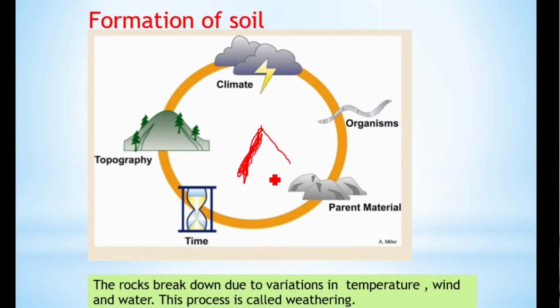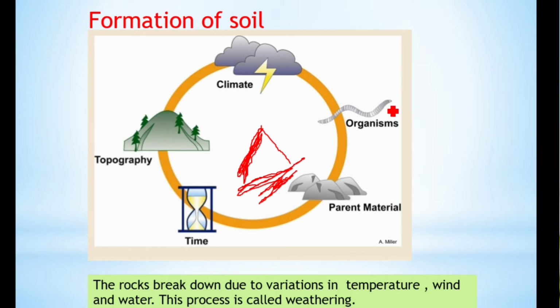Soil on the river side tends to be deeper and darker, right? Suppose there is a river, and the soil on the river side will be darker and deeper. So topography helps in the formation of soil. It also affects how the soil would be, right?